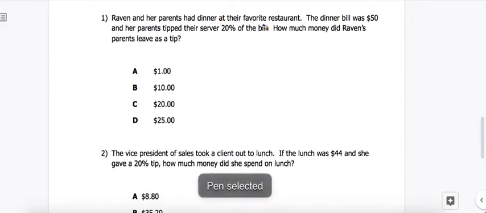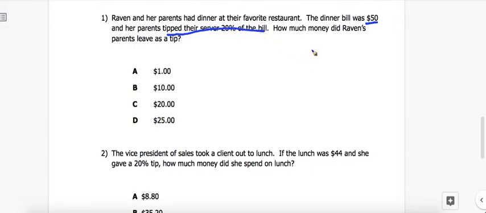Raven and her parents had dinner at their favorite restaurant. The dinner bill was $50, so I'm going to underline that. And the parents tipped their server 20% of the bill, so I'm going to underline that. How much money did Raven's parents leave as a tip? So this time I just want to know what the tip is.